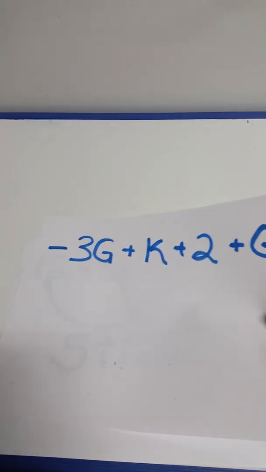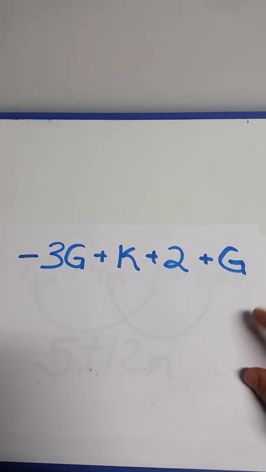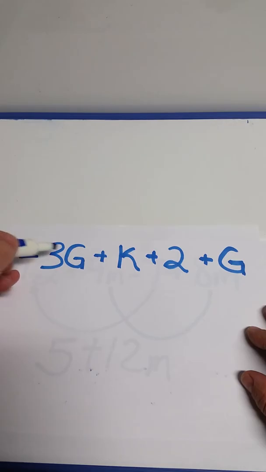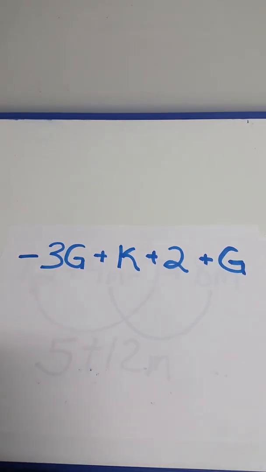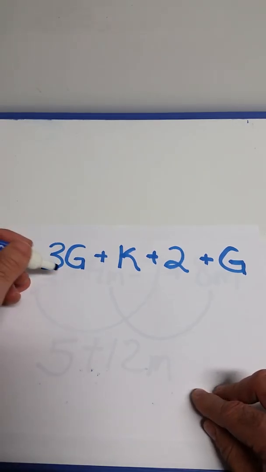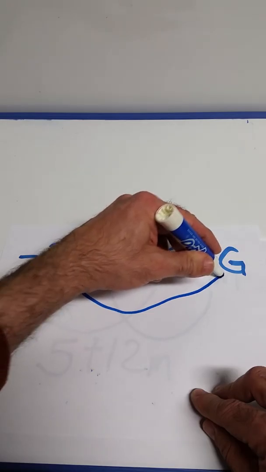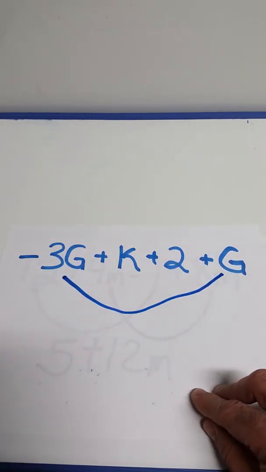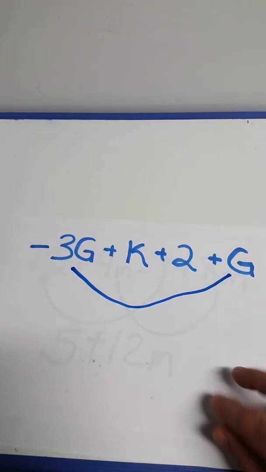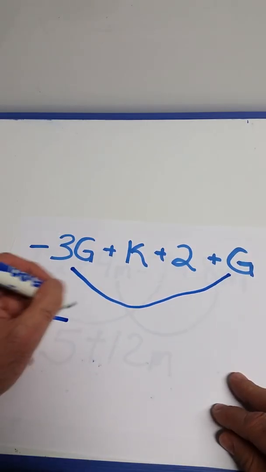Okay, let's try one more. This one's a little tricky. So here you have a negative 3g, and then you have a positive g over here. So remember, combine what is like. Well, you can combine the negative 3g and the g. You can combine them. And just think of integers. A negative 3 plus a 1. Remember, there's a 1 next to that g. So this would be negative 2g.